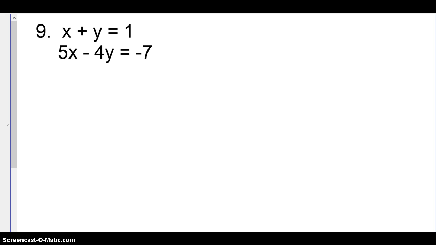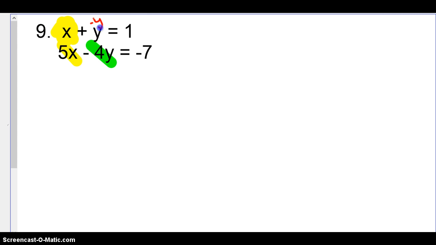Number 9. X plus y equals 1, and 5x minus 4y equals negative 7. Neither of them are ready right now to be substituted, but it would be pretty quick to go through and figure out either x or y. So does it matter which one? Technically, no. But if I look here, I've got 5x and I've got minus 4y. Which would be nicer? I think it would be nicer to solve for the x because I don't have to worry about that negative sign, because goodness knows negative signs get us into trouble.